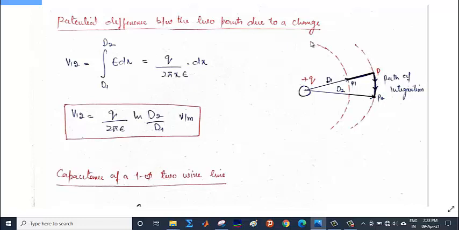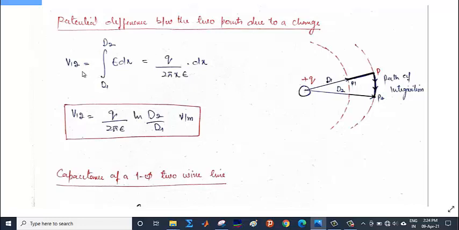Similarly, the voltage at any point on this surface will be the same. So the potential difference between this point and this point would be the same as the potential difference between this point and this point. That's why I have chosen different points. And by showing you the equipotential surfaces, you can be sure that the potential difference between this point and this point will be the same as the potential difference between P1 and P2.